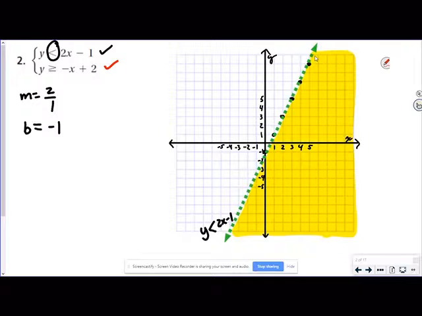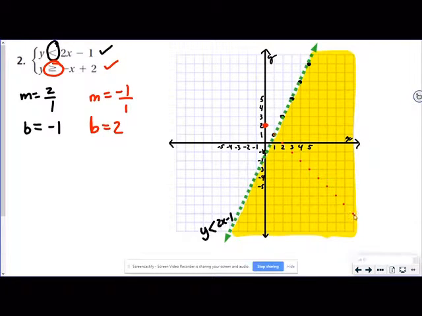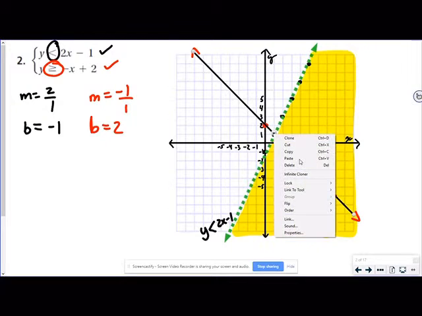Second one I'll have in red here. Again, slope is negative 1 over 1. My beginning is 2. So I'll start at 2 on the y-axis, and we're going down 1 and over 1 all the way through. Because of this sign right here, the bar underneath it, it's going to be a solid line. So I'm going to pick the solid line this time and go up all the way through. Arrowheads. I'm actually going to change that line, make it look red.